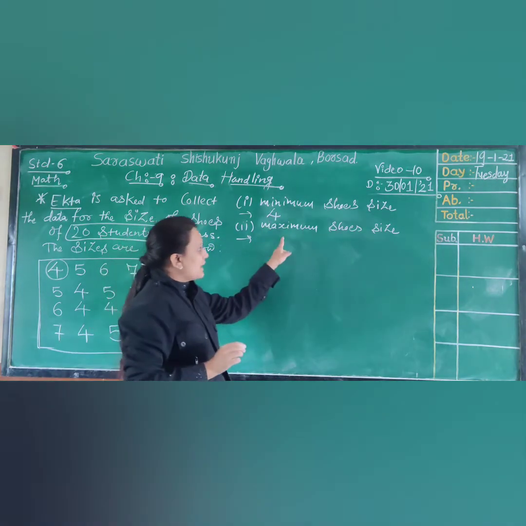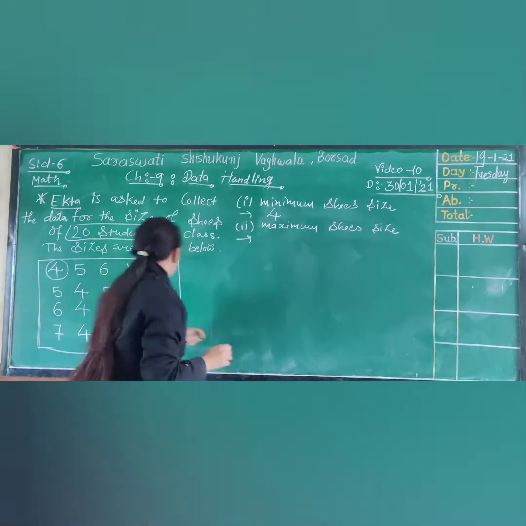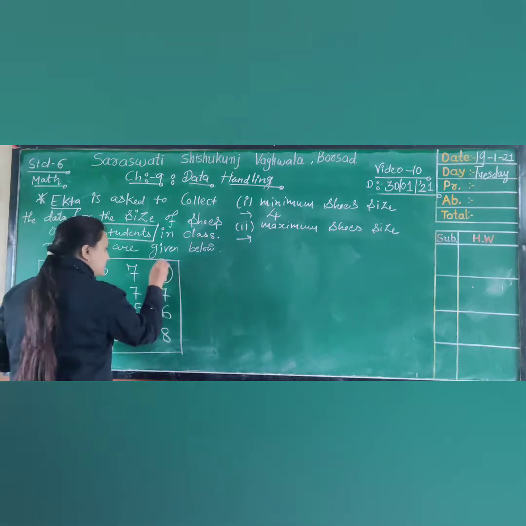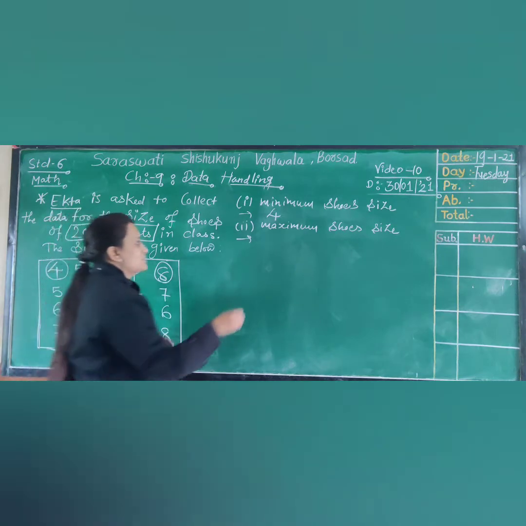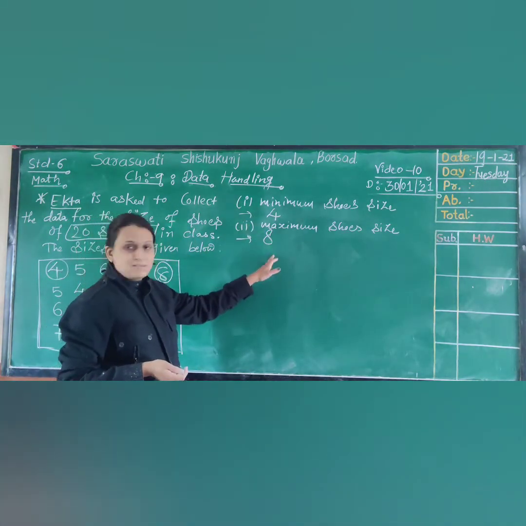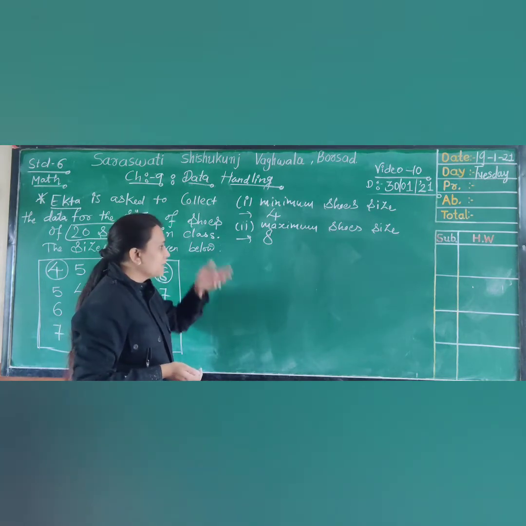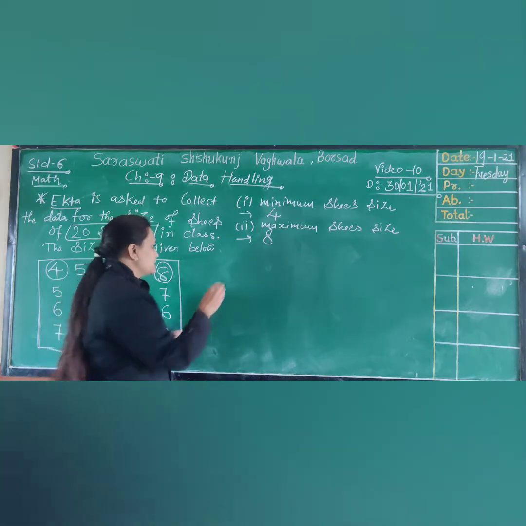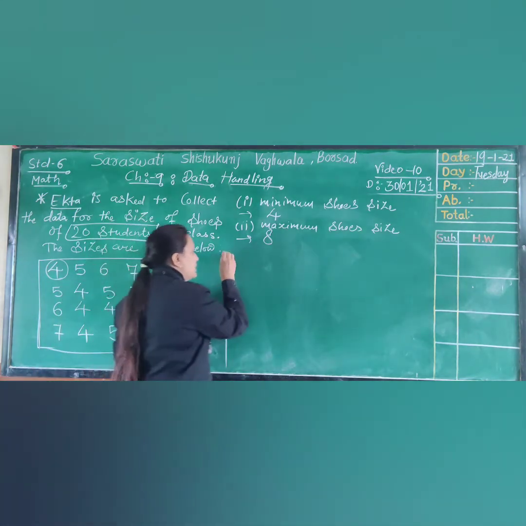Then, second, we have to find the maximum number. So here you can see the greatest number is 8. Okay, so 8 is the maximum shoe size. So now we have defined the minimum and maximum, so we can identify that we have to take data from 4 to 8. Okay, so let us prepare the frequency distribution table.